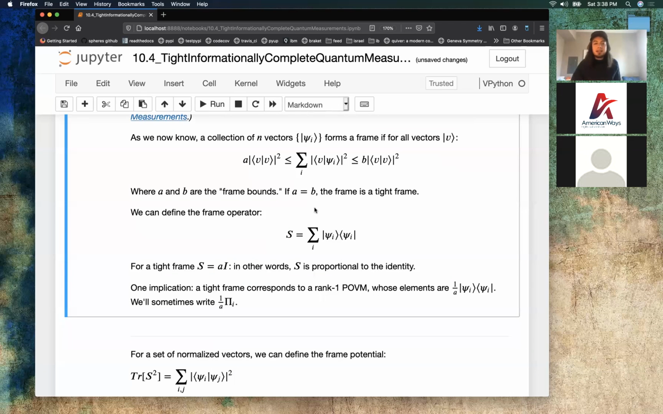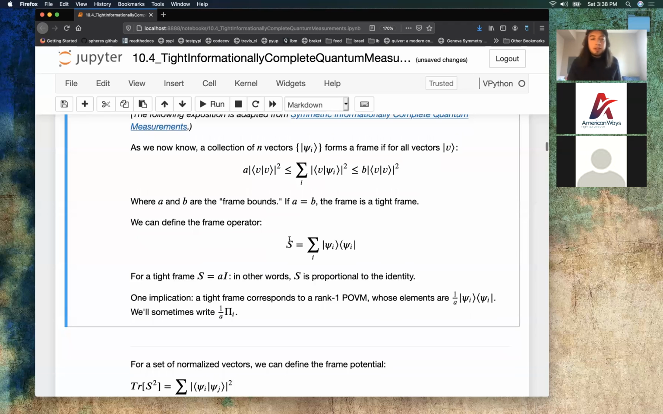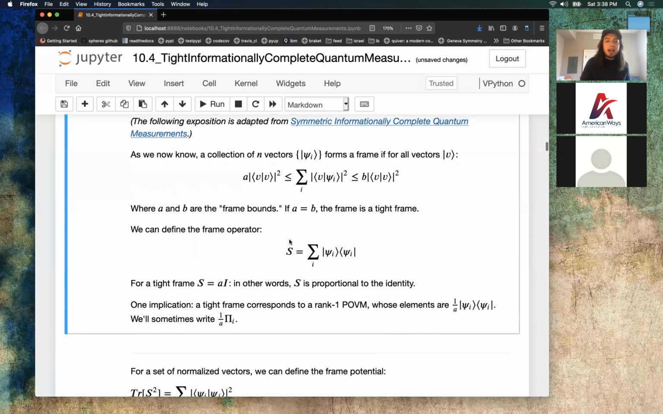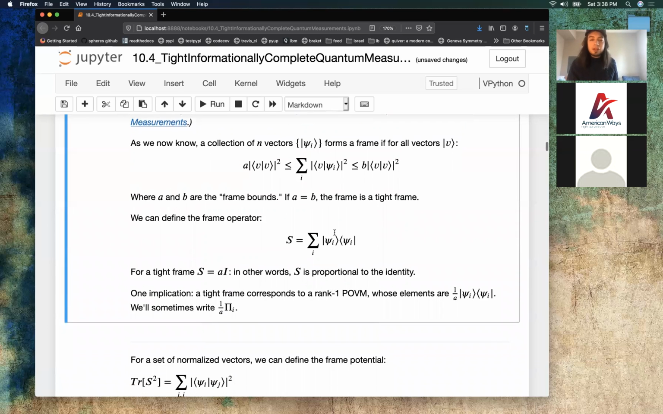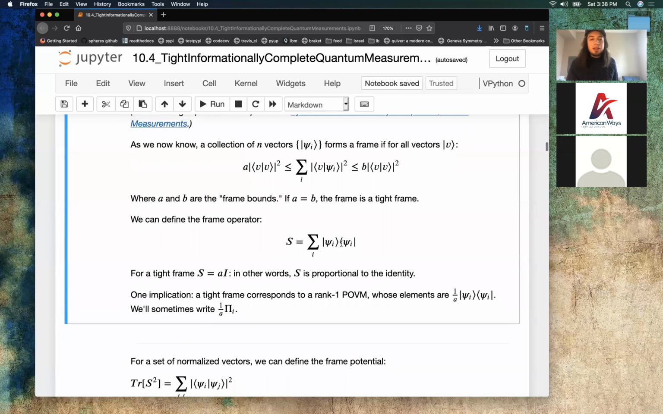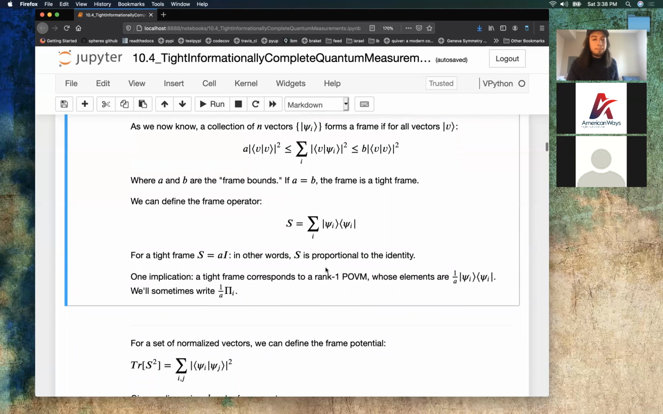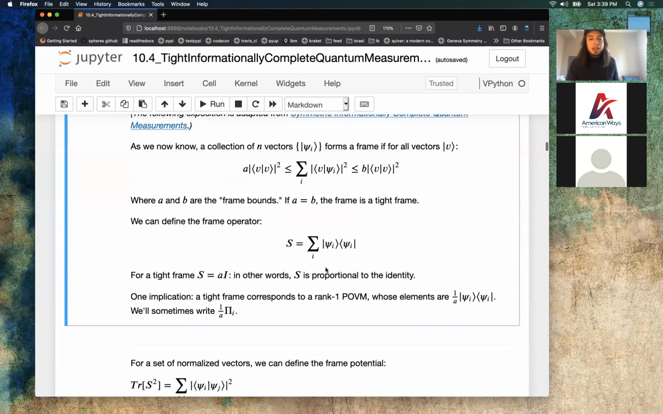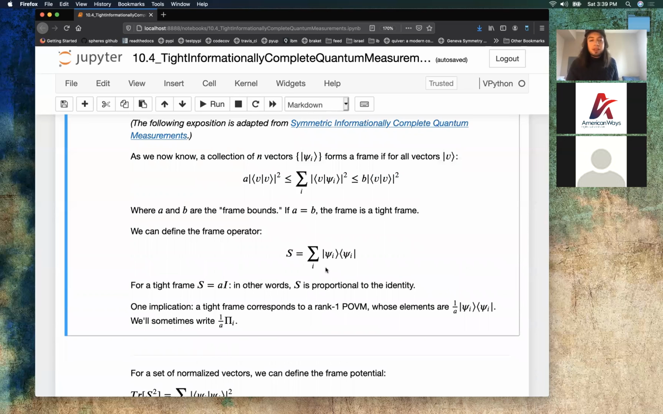But what it susses out to is that you can define a so-called frame operator. So you have your vectors, take the outer product, and then you sum over it. So these are little projectors onto that state. And for a tight frame, this is going to be proportional to the identity. And one implication of that is that a tight frame corresponds to a rank 1 POVM, or positive operator valued measure, this generalized notion of quantum measurement that we've been discussing.